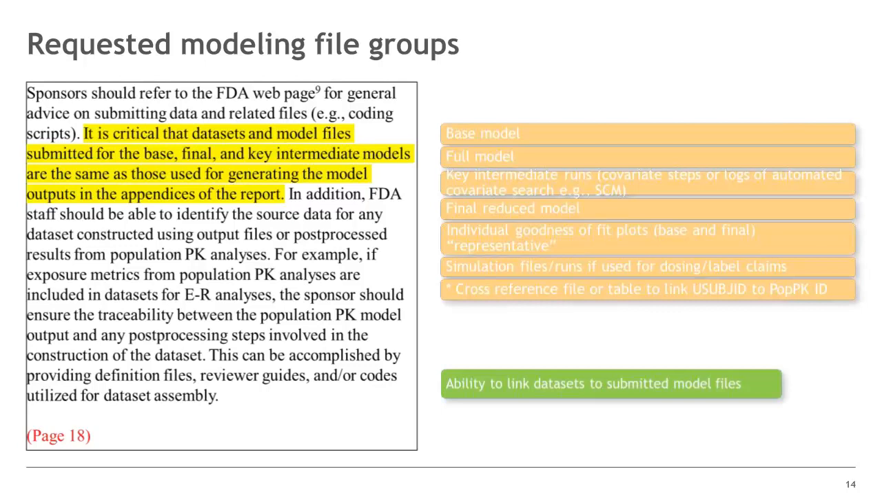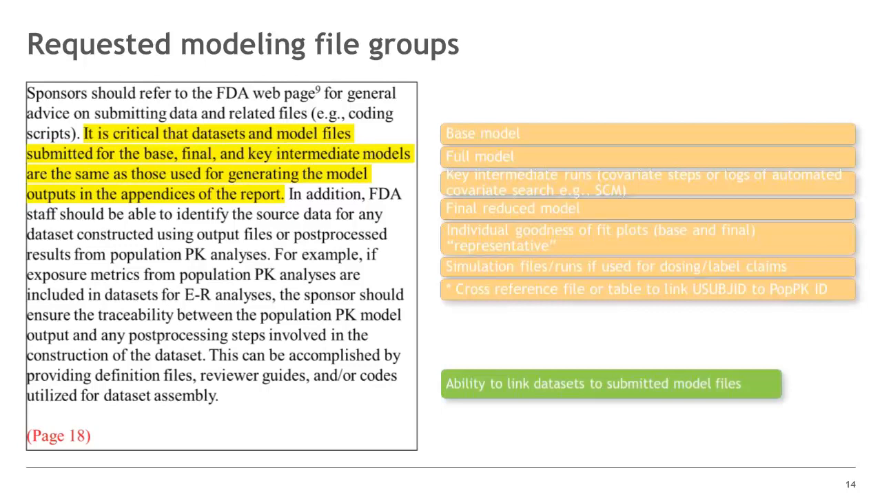I have been asked specifically over the last few years for individual goodness of fit plots from both the base and the final models. They usually say representative set, but it's oftentimes easier for me to just dump the entire population out as a goodness of fit type set of plots that we then include as a PDF file for visual inspection.